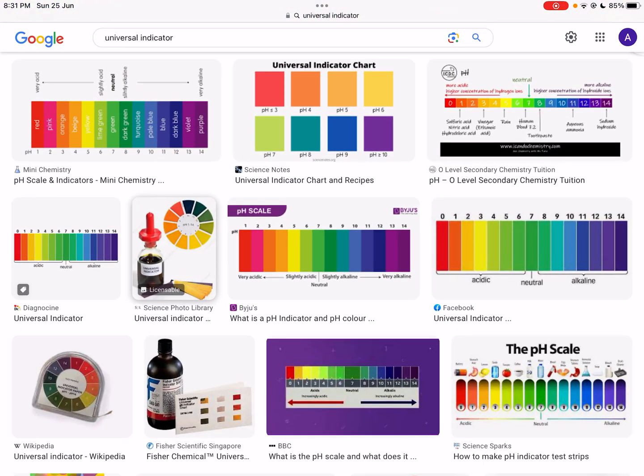I have one where there is a chart on the container itself. Then you can test it out on your toothpaste. Last time I even brought it to the classroom for students to try, but it gets quite messy. Then you can compare it against the universal indicator chart.